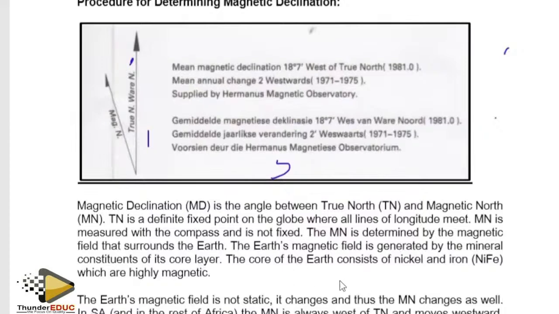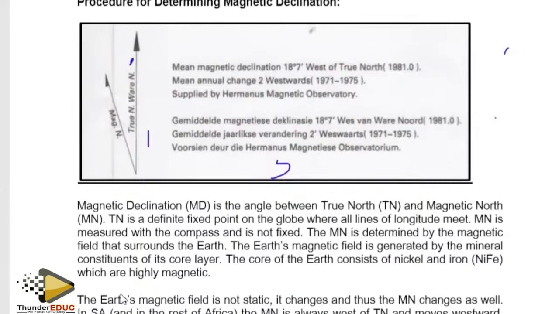The core of the Earth consists of nickel and iron. I think you remember this in grade 10. Okay, the nickel and iron, I remember we said which is highly magnetic. So nickel and iron is highly magnetic, so it determines the magnetic field. So if the area has got a lot of coal and iron, it simply means that the magnetic field is also going to be very, very much. Okay, so the Earth's magnetic field is not static. It keeps on changing. It changes, and thus the magnetic north also changes.